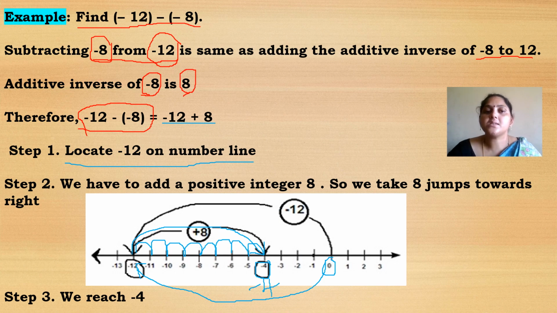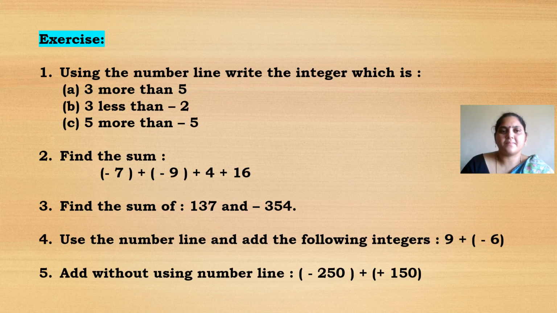This is how we are going to do subtraction of two negative integers. When we are doing subtraction of two negative integers, the bigger number will be the same negative number and the smaller negative number will be converted to its additive inverse, and then we will represent it on the number line. This is how we are going to do our subtraction of two negative integers.